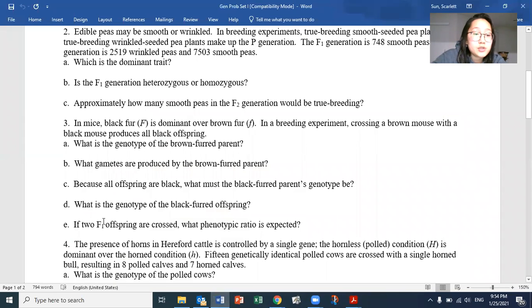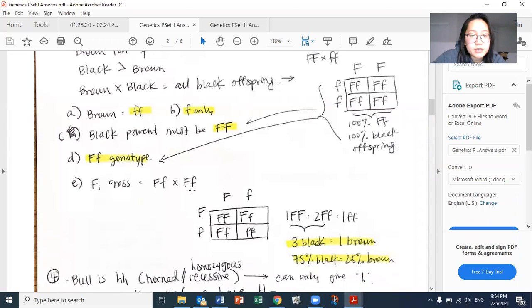And then part E, if two F1 offspring are crossed, what is the phenotypic ratio that is expected? And the phenotypic ratio, well, we know the offspring are all capital F, lowercase f, heterozygous. So when you do that cross, you have to show this Punnett square as well in order to get credit. And after you show it, you would see the ratio would be 3 black to 1 brown, or 75 to 25 ratio.